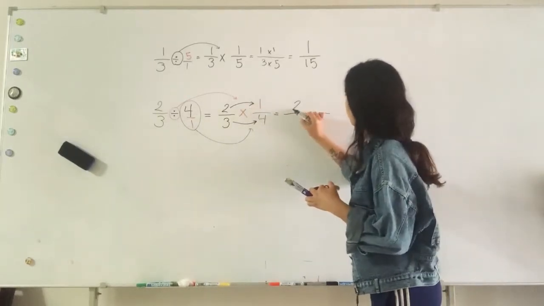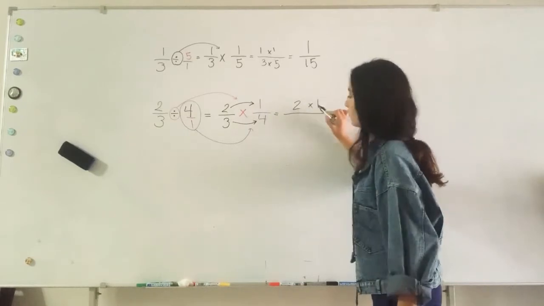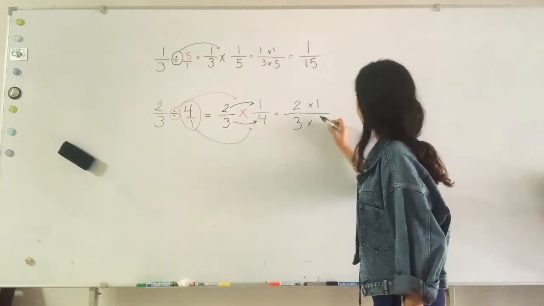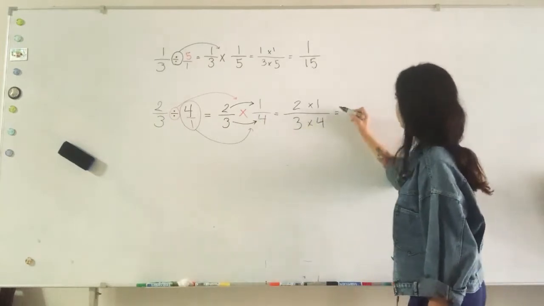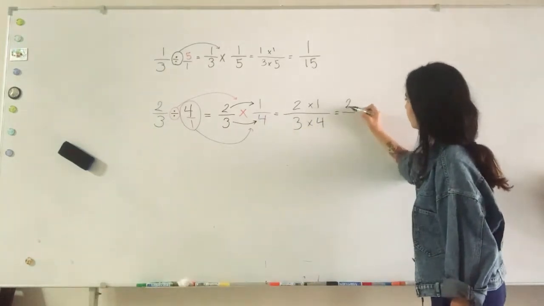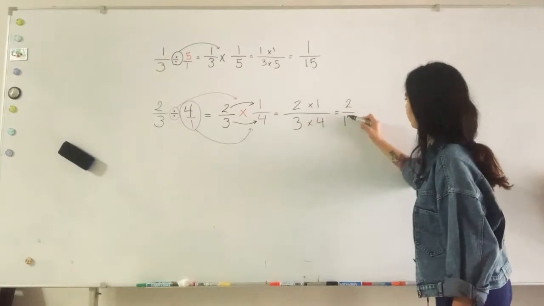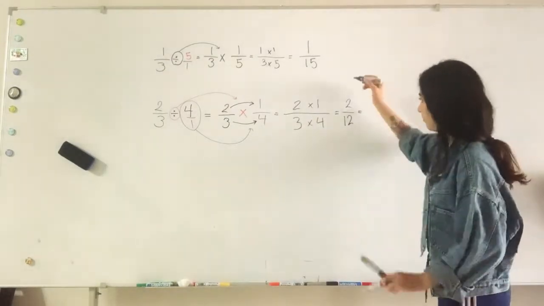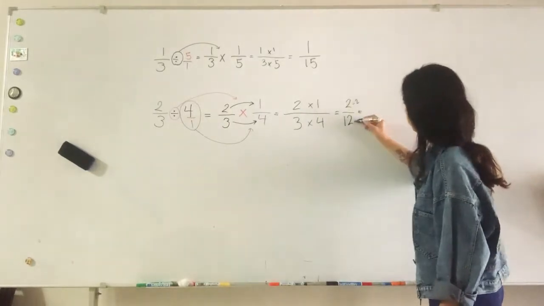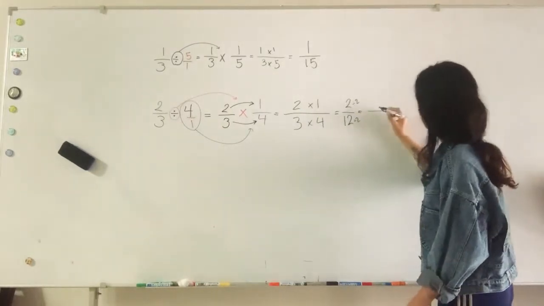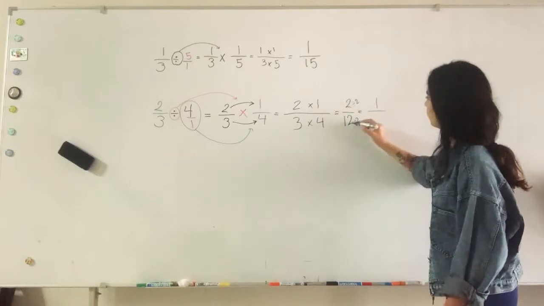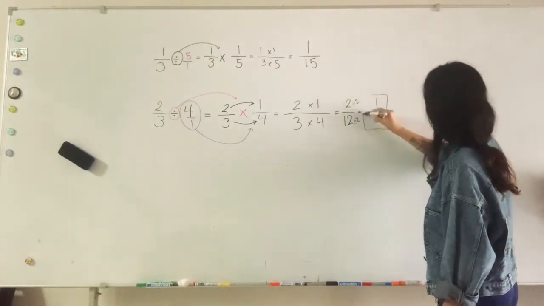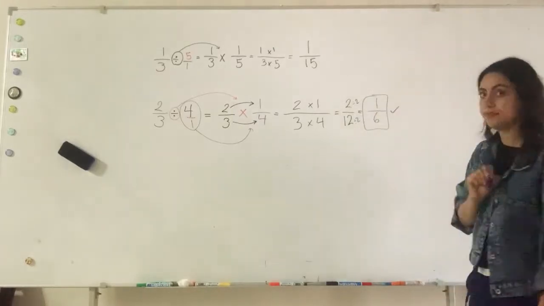2 times 1, 3 times 4. 2 times 1, 2. 3 times 4, 12. I have to simplify. If you can simplify, you have to simplify. Divided by 2, divided by 2, 2 divided by 2, 1, 12 divided by 2 is 6. Done.